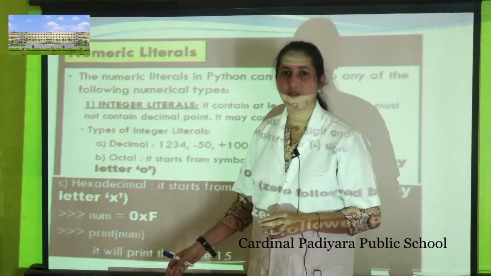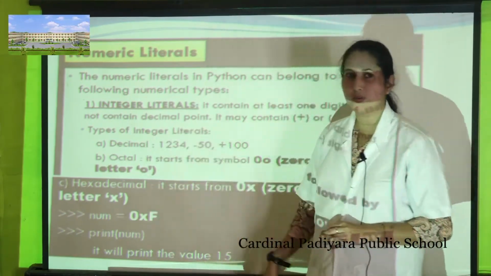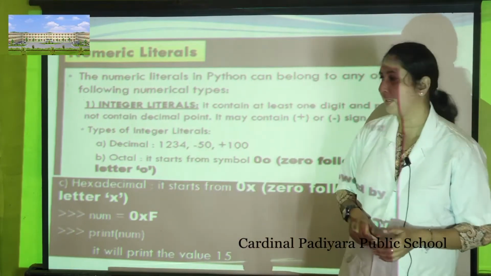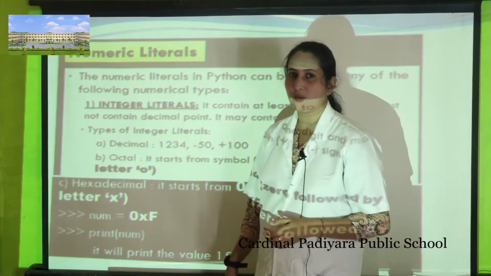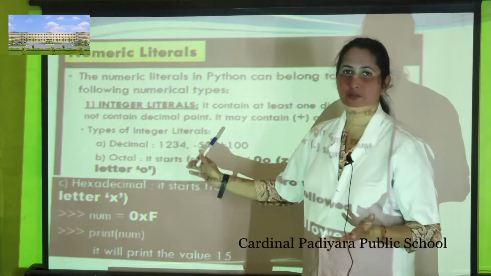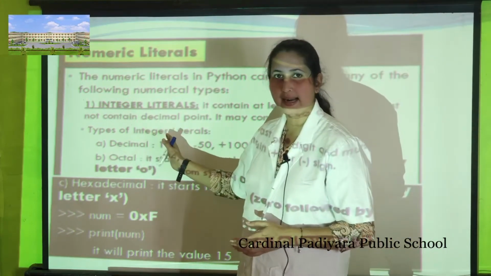There are different types of integers we can see. First one is decimal. Decimal means normal values. 1, 2, 3, positive or negative values are termed as decimal values. Positive, negative values: minus 15, plus 100, 1, 2, 3, 4. Our normal values with positive and negative symbols are termed as decimal.